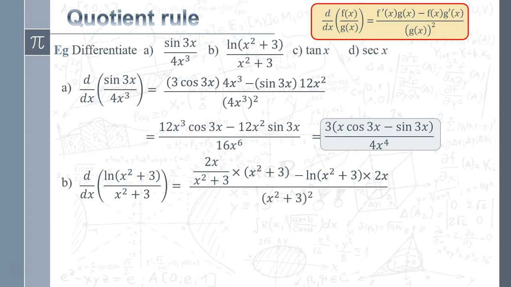And it looks like a bit of a mare, but you can see clearly we've got some cancelling going on in the numerator. So those x squared plus 3's will cancel, and I can take a factor of 2x out of that numerator, so there we go. 2x bracket 1 minus ln of x squared plus 3 all over x squared plus 3 all squared. Right, so that one turned out to be possibly a little bit more simple than we might have anticipated, which is all good news.